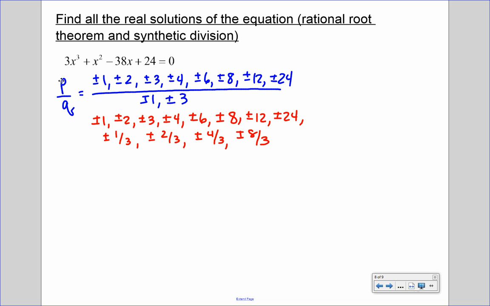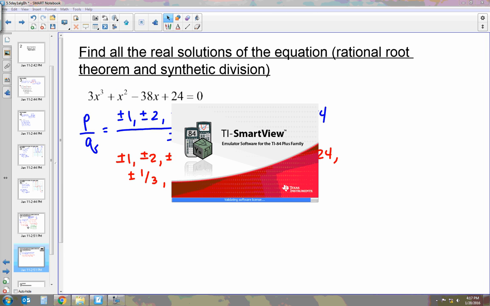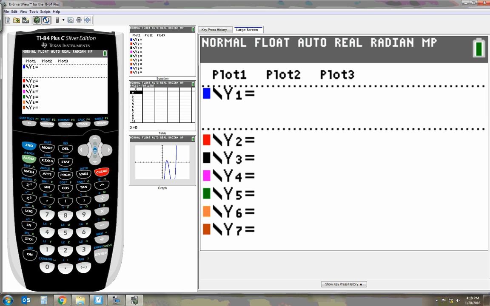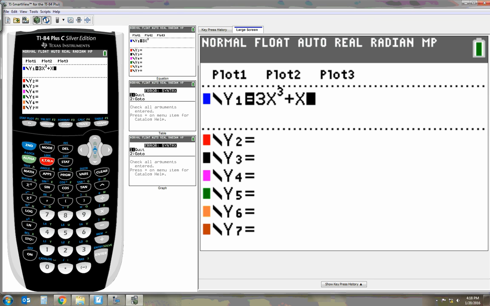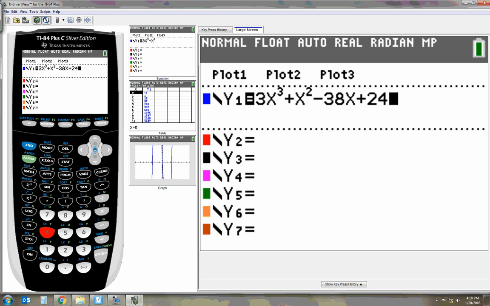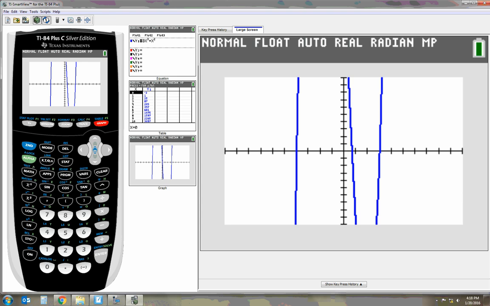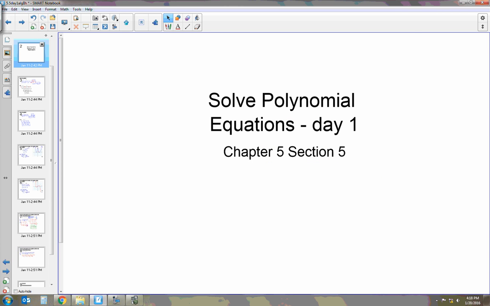So what we can do is get out our graphing calculator to give us a guide of where to start in finding our solutions. I'm going to go to my y equals and put in this polynomial: 3x cubed plus x squared minus 38x plus 24. We're going to graph it and very quickly see if there are any whole number solutions. So I already see a -4 and a 3. So we can try a -4 and a +3. That's a good starting point for us.